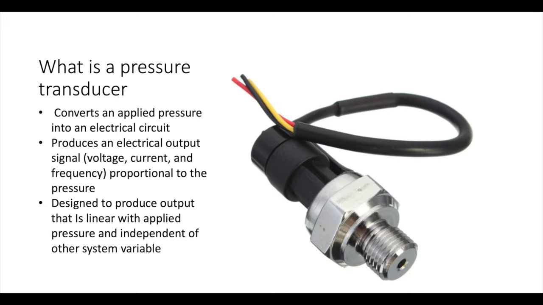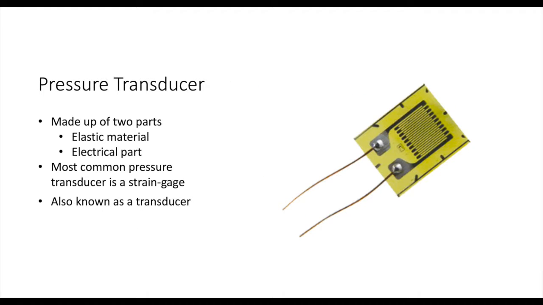What is a pressure transducer? A pressure transducer converts an applied pressure into an electrical signal. It produces an electrical output signal in voltage, current, or frequency proportional to the pressure. It is designed to produce an output that is linear with applied pressure and independent of the system variable. It is made up of two parts, an elastic material and an electrical part.